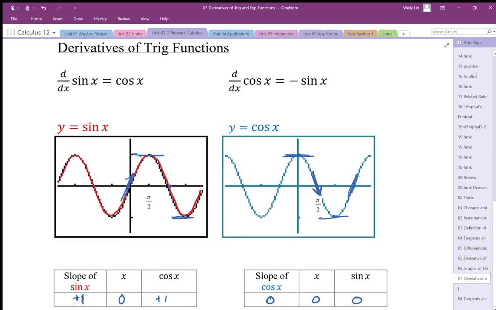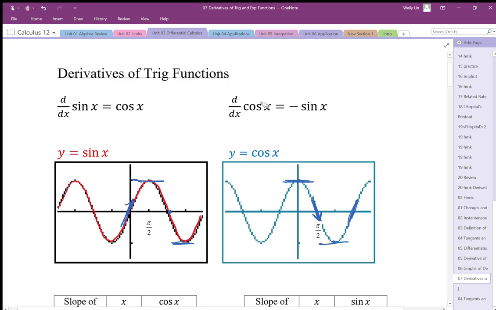So at this point, we're going to use these as defined derivatives. When we see these now, we're not going to go back to the definition of the derivative or anything. We're just going to define them as this: the derivative of sine is cosine, the derivative of cosine is negative sine.